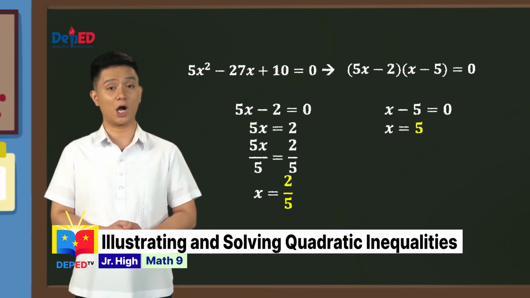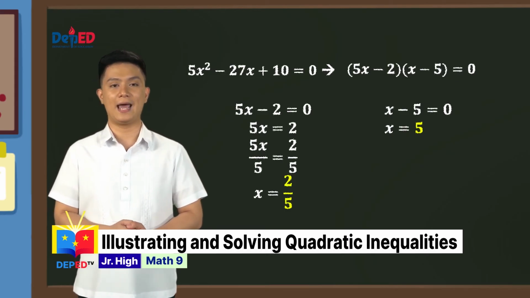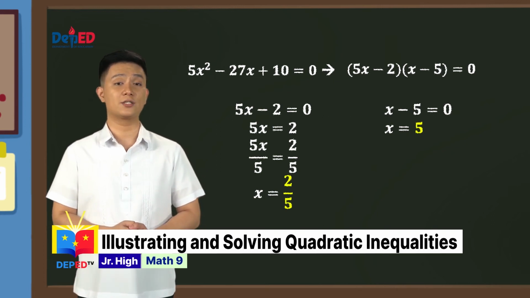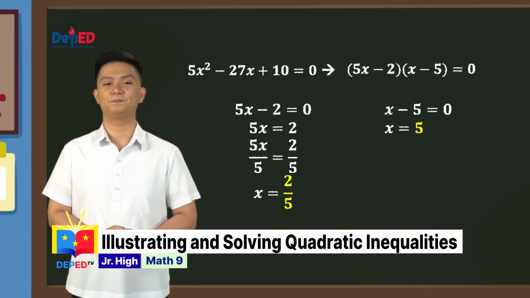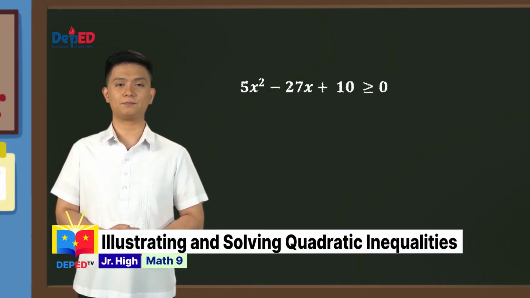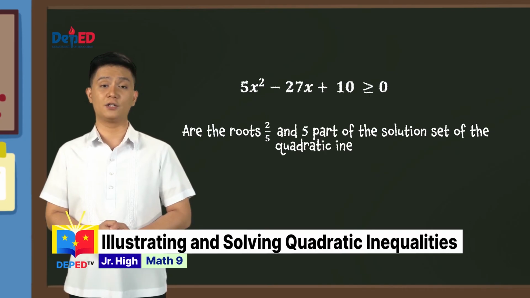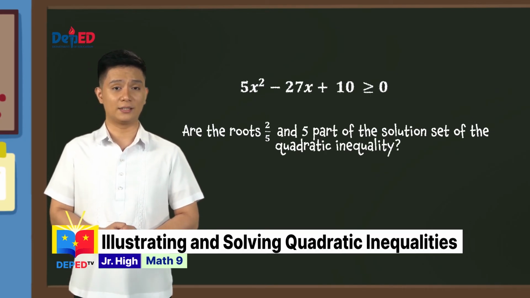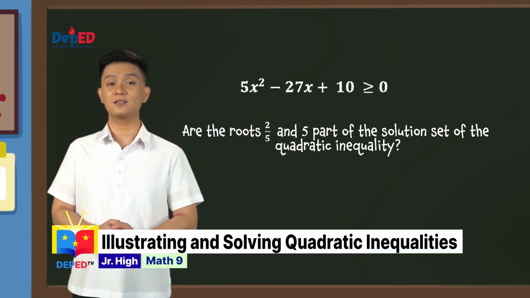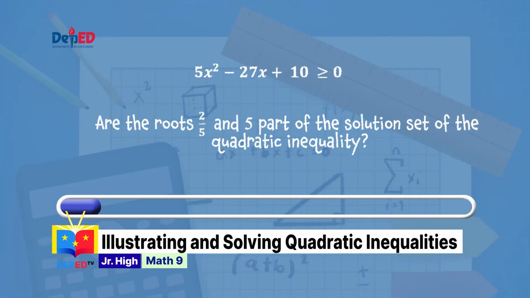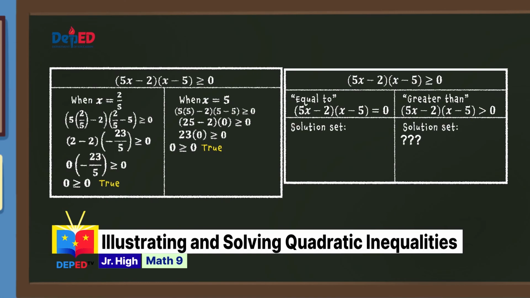And these numbers are the critical points, and hence shall divide the number line into intervals or regions. Question number 2. Are the roots 2/5 and 5 part of the solution set of the quadratic inequality? For 10 seconds, go! And time is up. The answer is yes.